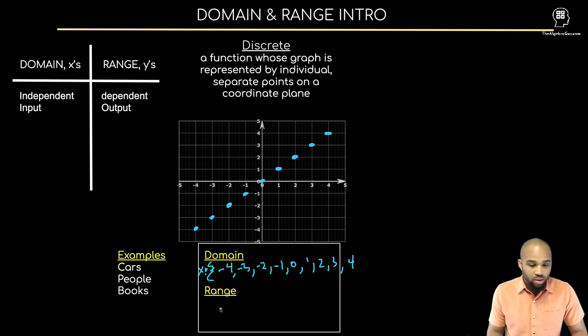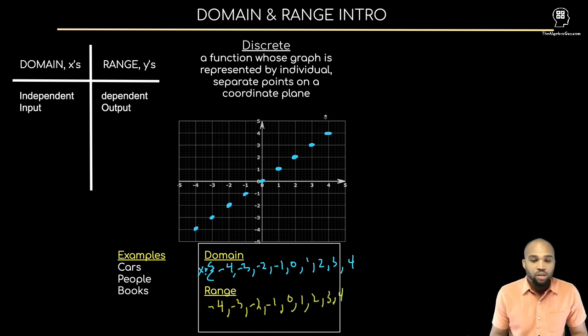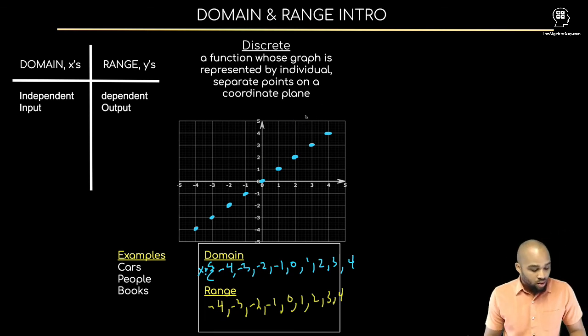Same thing here for the range. The range is going to be all my y values. So now I'm looking at the y values here, and I go as low as -4 and as high as 4 again. So it's going to be the same numbers up here for my y value. I'm just going to write these out just to be thorough here. 2, 3, and 4.